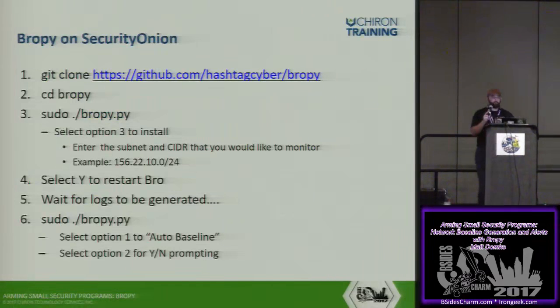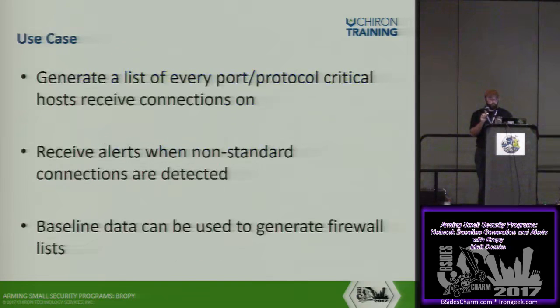So just to recap my awesomely failed demo, I'm sorry about that. You just git clone, change directory into it, and run Bropy, tell it to install. Once it's done, gather your traffic, you'll have logs. Run Bropy again, and either step through each individual log and say yes, no, yes, no, or have it auto-generate and then manually take a look at the lists. Because now instead of having to parse through and do searches, you have a list, so just go through it, have your engineers do the work as to whether or not people should be connecting to those ports.